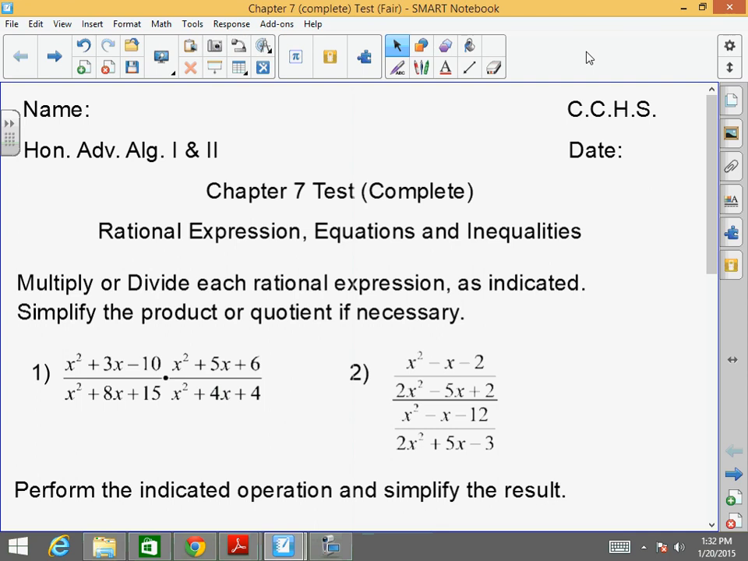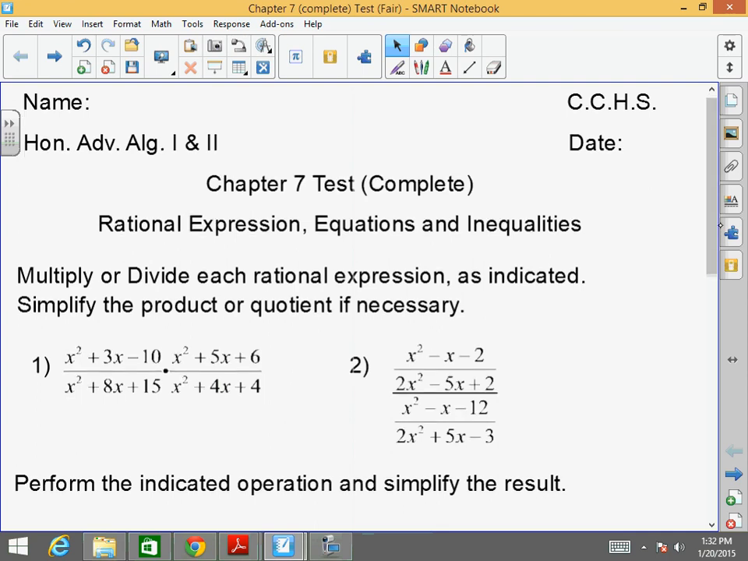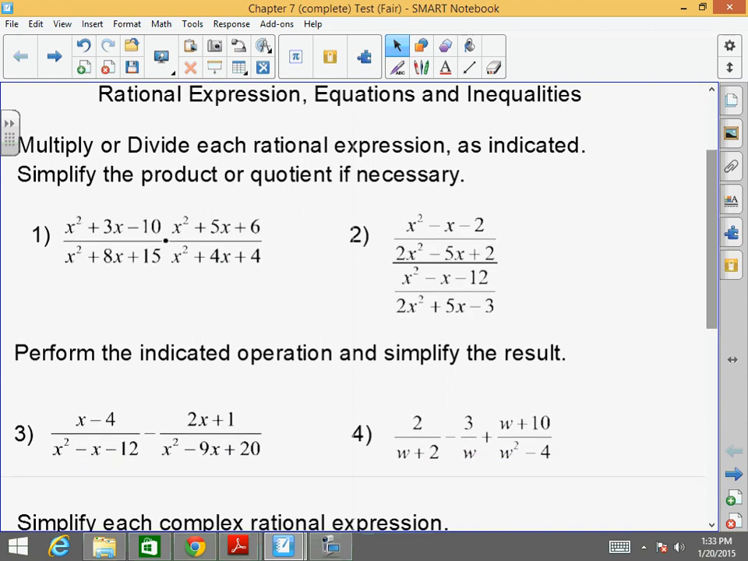Today we are going to discuss exactly what happened on this test so we can make any self-corrections that we need to make. And we're going to have a retake test, completely different questions, same format, tomorrow.